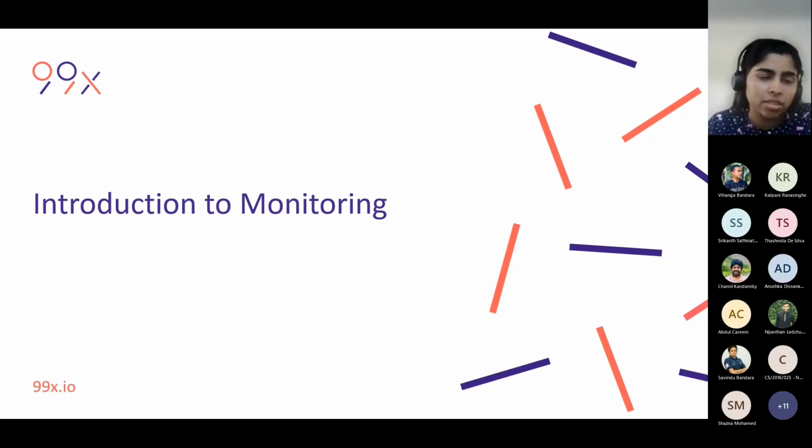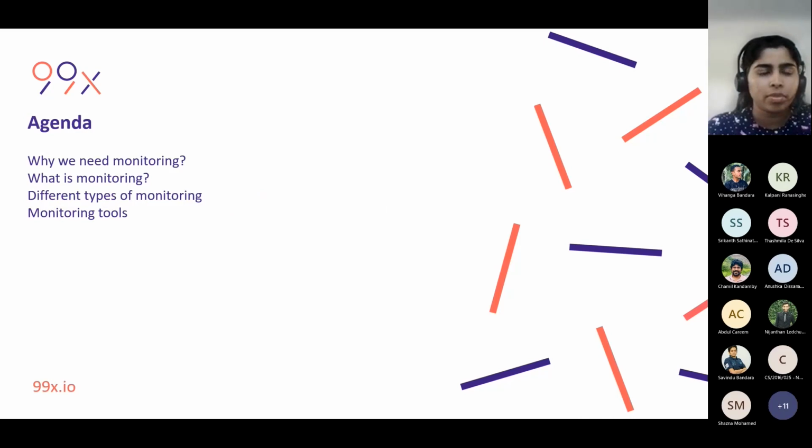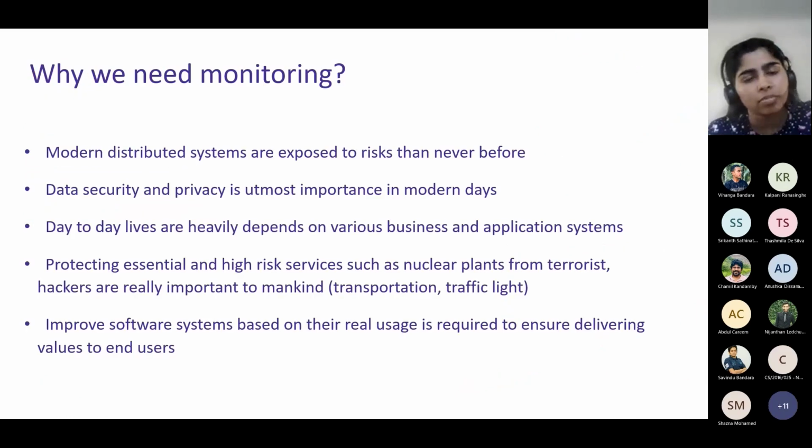Today, our session is Introduction to Monitoring. Let's go ahead and see what we have in today's session. This is today's lineup. In today's session, you will be able to learn why we need monitoring, what is monitoring, and different types of monitoring. So let's see why we need monitoring.